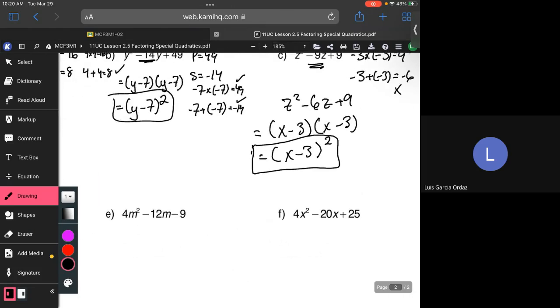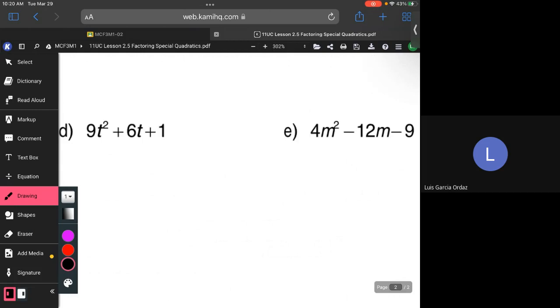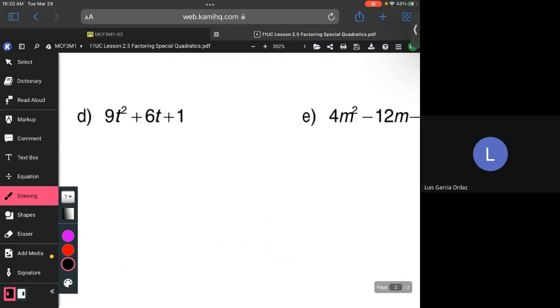So we'll do one of these harder ones. Well, not harder ones, just has a number in front of the, what's it called? The t squared, the first term. So we have 9t squared plus 6t plus 1. So what is my product? Remember, it's my first number, the coefficient of t squared, times the last number. So what's my product? Emma? 9. Yep, 9. And what's my sum? 6. 6. So what is going to give me a product of 9 and a sum of 6? 3.